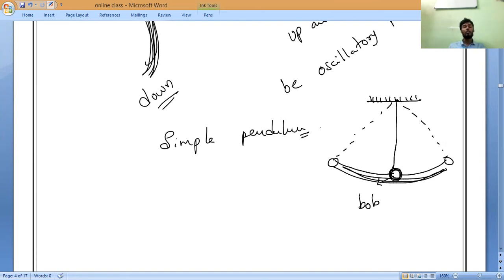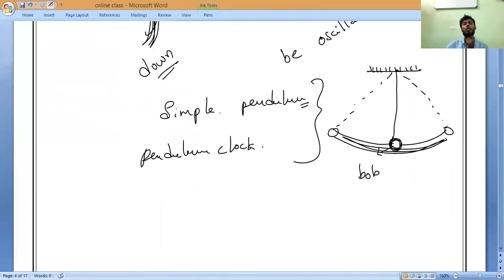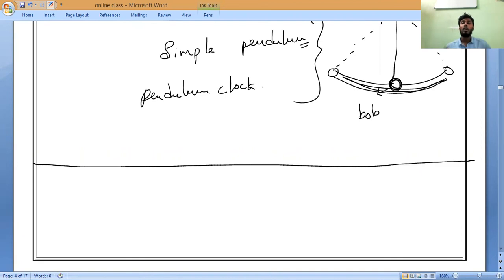So we can take simple pendulum, pendulum clock. These are all examples of oscillatory motion. Clear? That is what you have to remember. So this is all about today's class. We studied what is motion, what is rest, and how motion is related to rest.